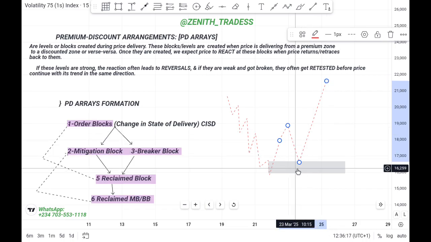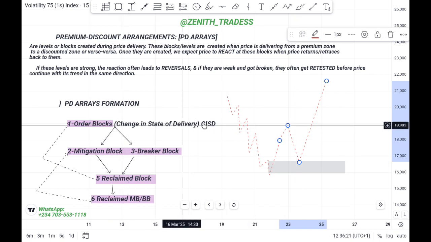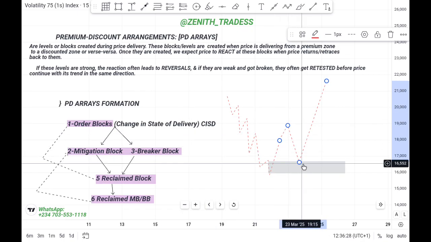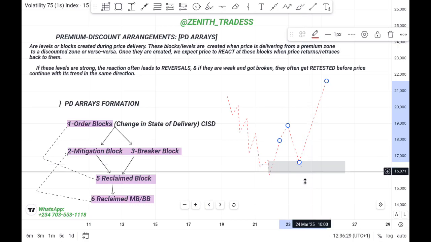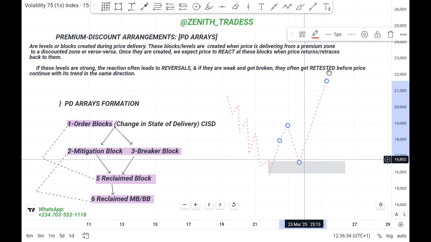So this is what we call a bullish order block. This order block was created as a result of change in state of delivery. So this is the first PDRA we will look into, and the name is called order block. Now we said if price retraces back to this order block, we expect price to hold, right? It is going to serve as a support level, then pushes price back upward.